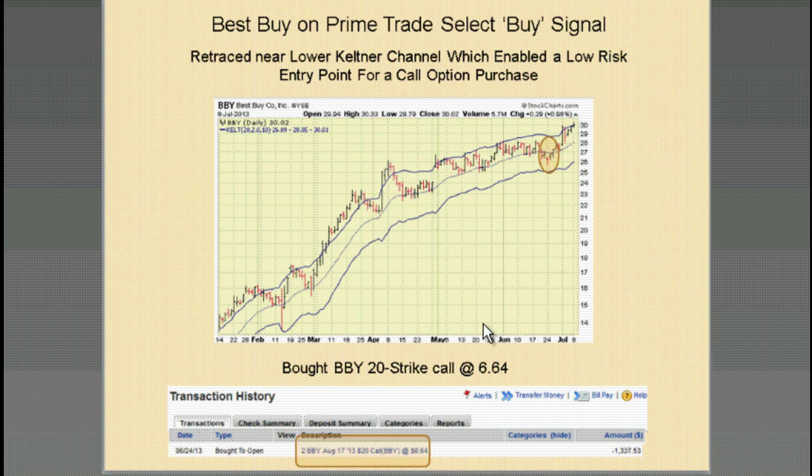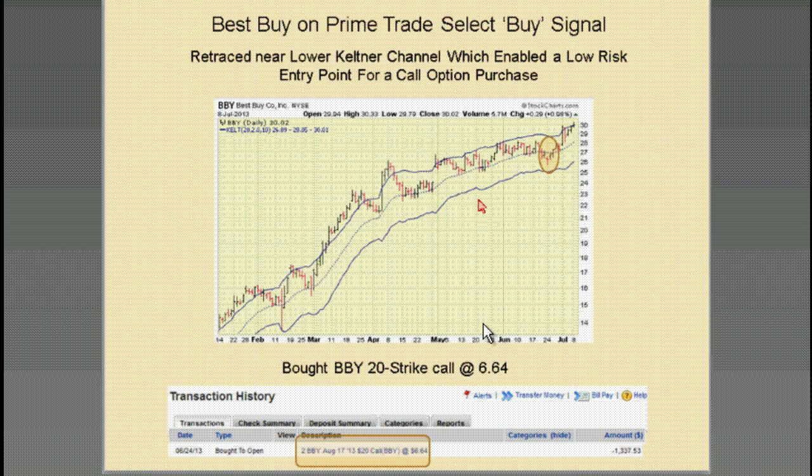Here's another example. This was for Best Buy. I still have this option, and again, we can see Best Buy has made a big move already, but right in here, this was on June 24th, it got close to this lower Keltner channel. It was oversold, so I pulled the trigger and I bought the 20 strike call right here, and I believe Best Buy now is trading up around 39. So this has had a huge move from this oversold condition.